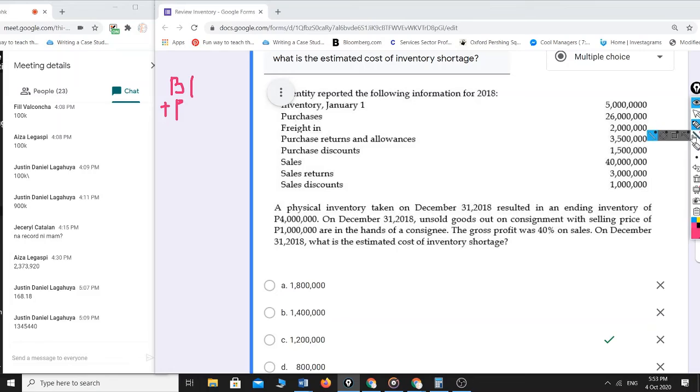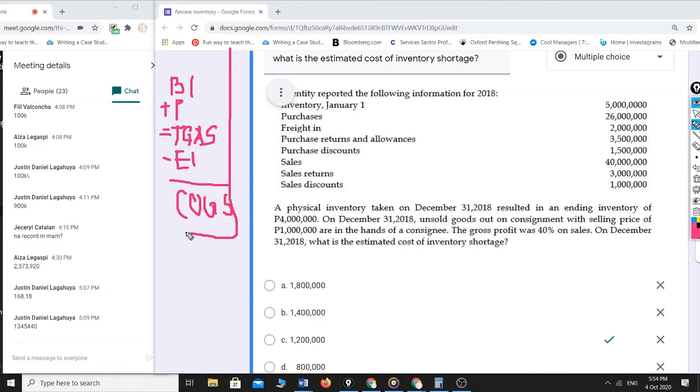Okay, beginning inventory plus purchases, that is what we call TIGAS, or the total goods available for sale. You still remember this, guys? Minus the ending inventory, so we have our cost of goods sold. So this is the basic format in computing the cost of goods sold.